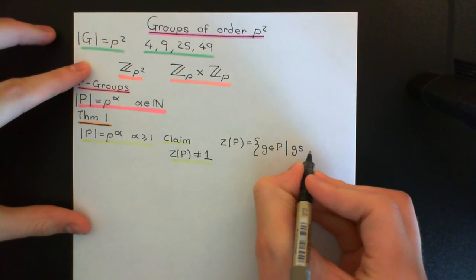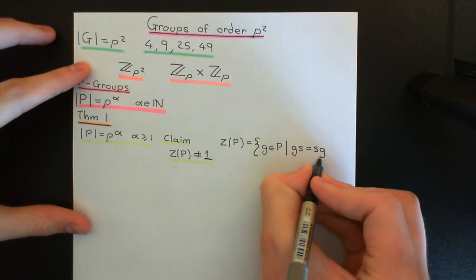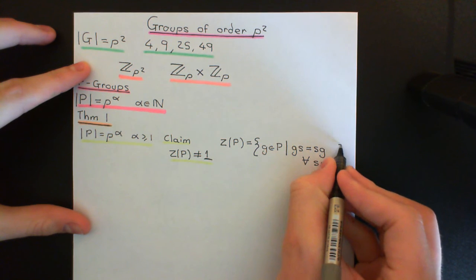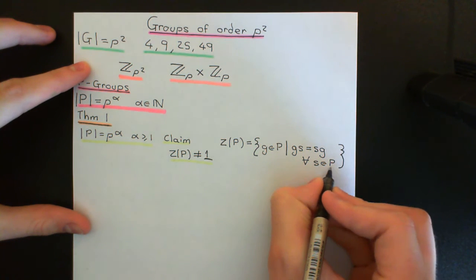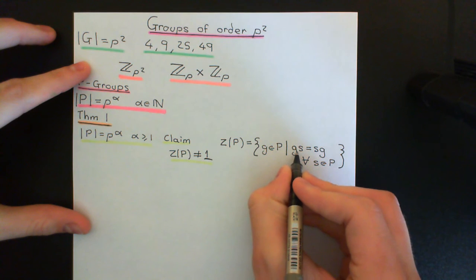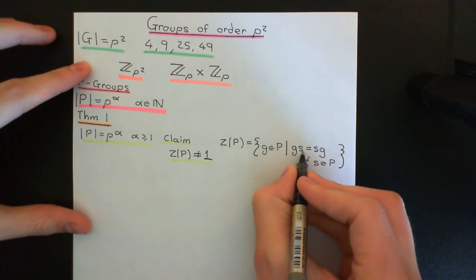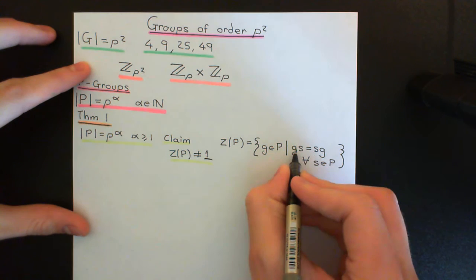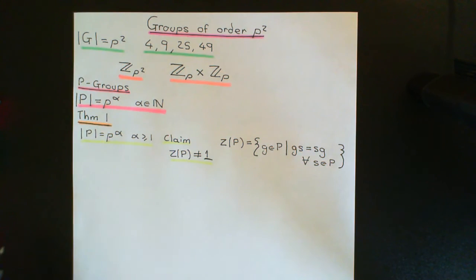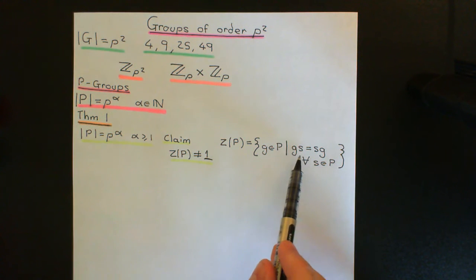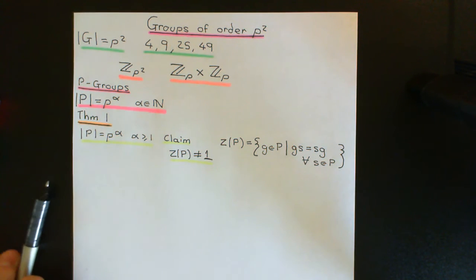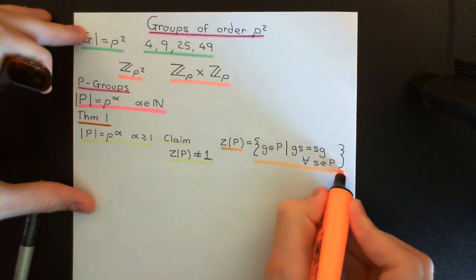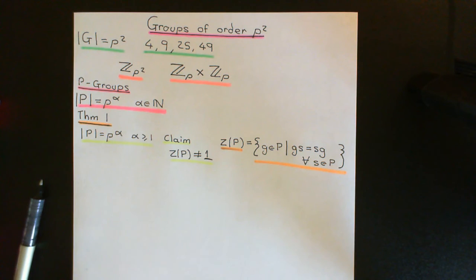So g composed with s must equal s composed with g for all s which is an element of the group. You have to go through every single s in your group and check, for this element g, that g composed with s is the same as s composed with g. If that's true for all s, then you can put little g into this set. So you go through every element of the group and check, does it commute with every other element? If it does, then you stick it into the centre of the group. It gets this special privilege of being in the centre.